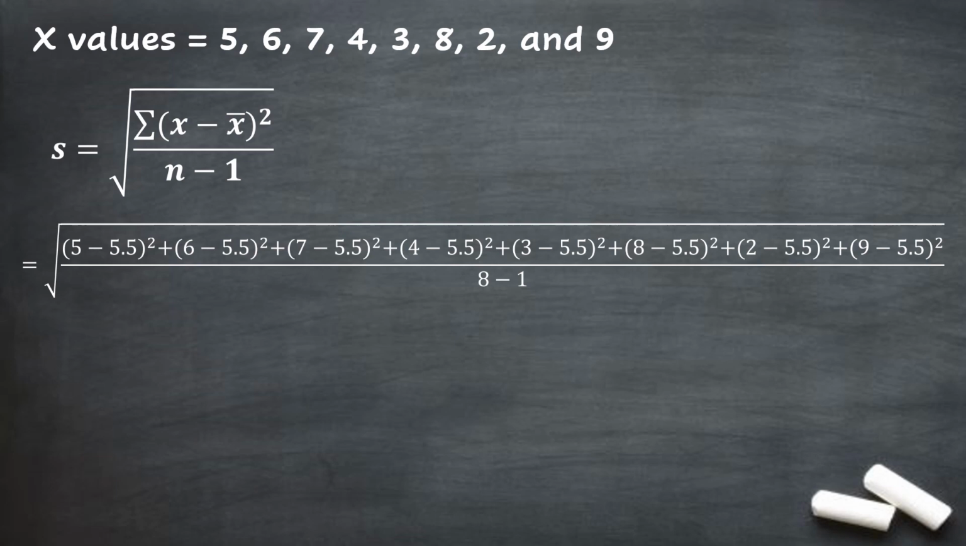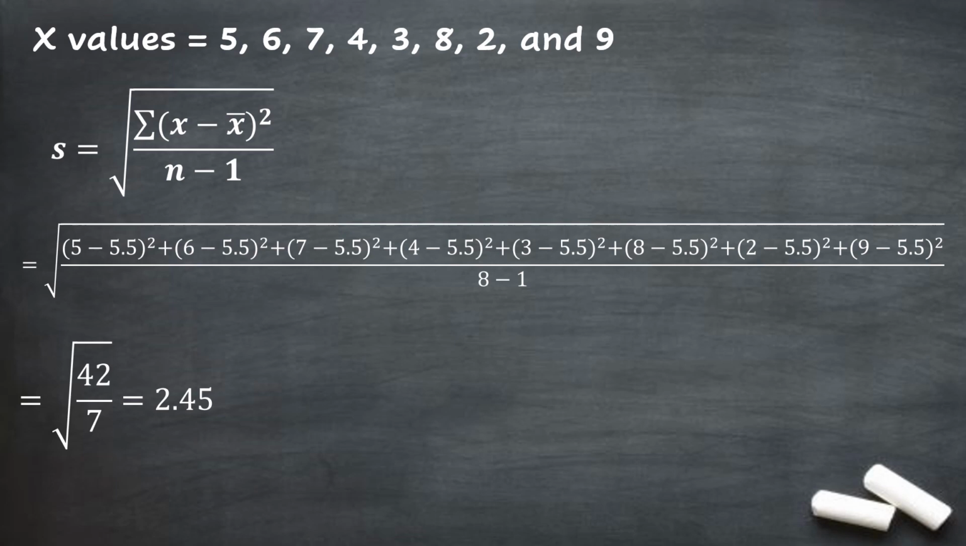So what we're trying to say is, for each value of x, you should subtract it from the sample mean and then get the square of it. Then we add them up and divide by n minus 1. And then, you may use your calculator in solving the numerator.